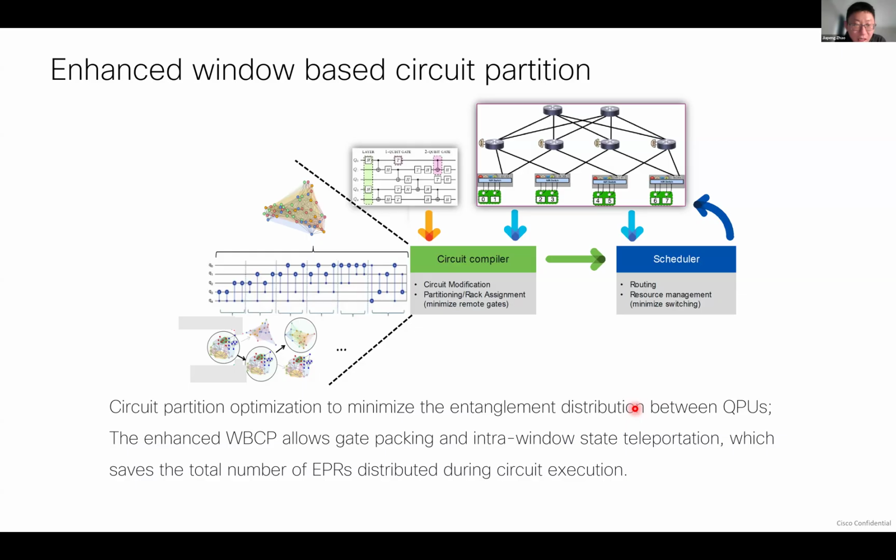The previously developed window-based circuit partitioning is mainly looking at inter-window gate teleportation. However, we find that if we also include the gate packing and the intra-window state teleportation, we can have more remote gates inside each window, so that the execution of the circuit can be more efficient because fewer entanglement pair distributions are required.